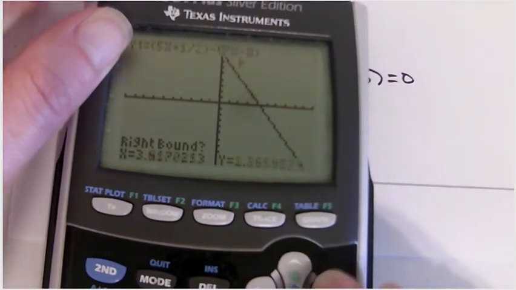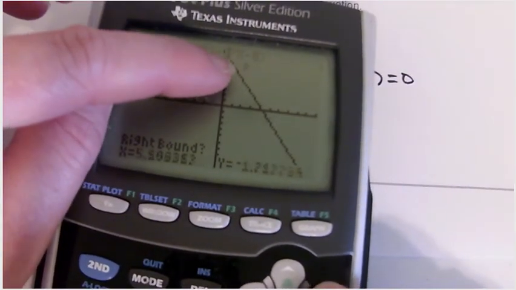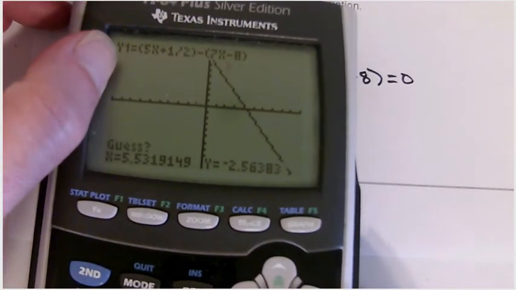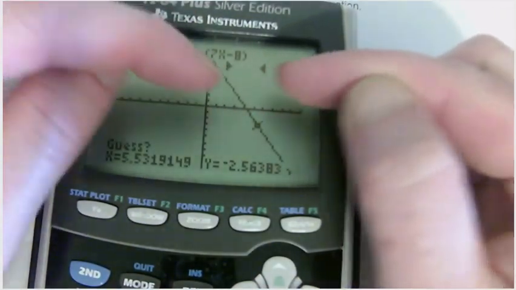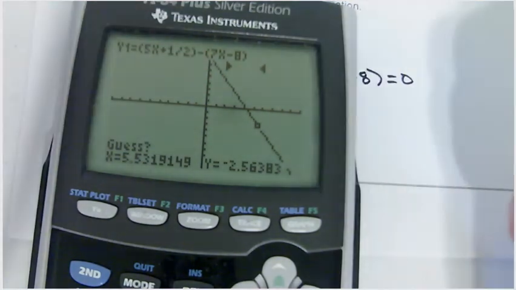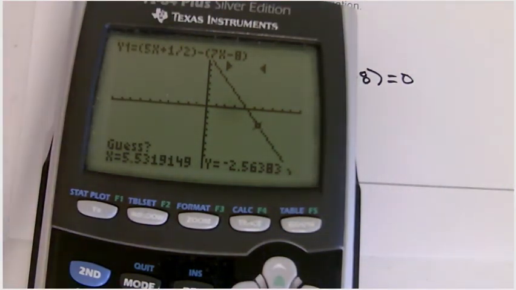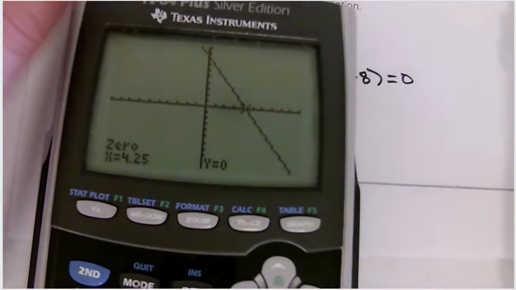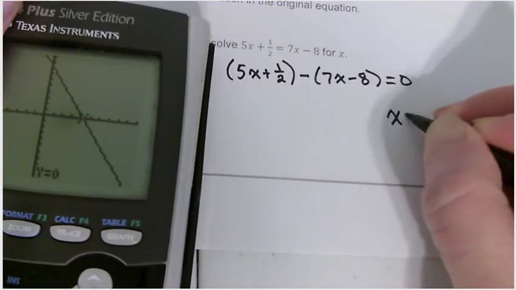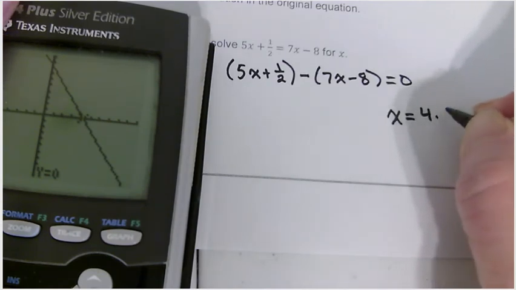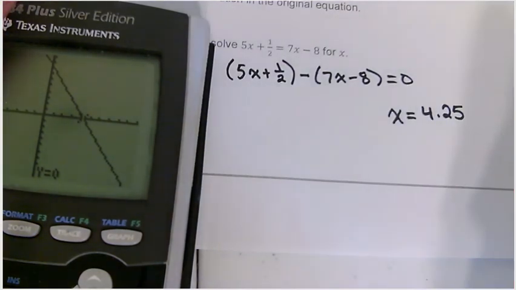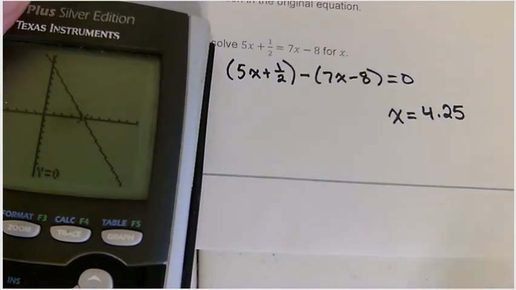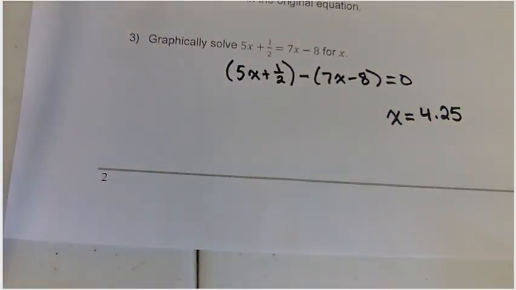Right bound. So notice there's a little arrow marking where I marked that. And now I'm on the right side, and it puts another arrow. So it's telling the calculator, look between these two little arrows. Then it asks you to guess. I don't really care about guessing. And it gives me my 0. It gives me the solution to that equation. If I plug that back in, it would work for both sides of the equation. Now, there are other ways to do that. We will learn those throughout, but that's a nifty little trick.